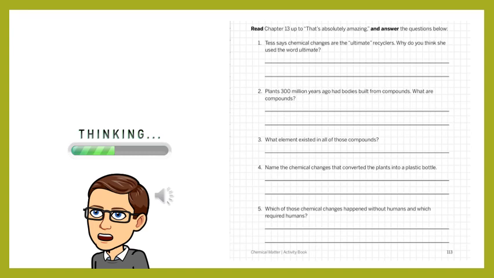Number 4. Name the chemical changes that converted the plants into a plastic bottle. So what was the chemical change? Number 5. Which of these chemical changes happened without humans and which required humans? So which of them required us interacting with this? Remember, most of these can be found back in the chapter, so go ahead and flip back and review if you have to. Take a minute or two before we go over it.